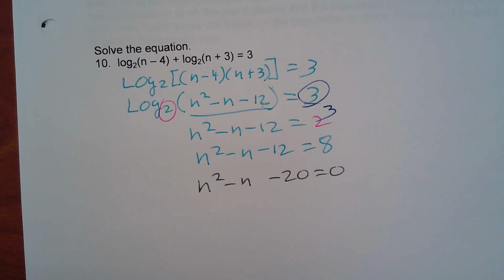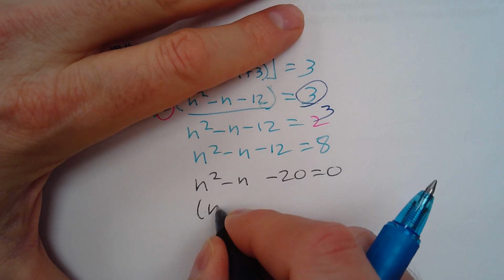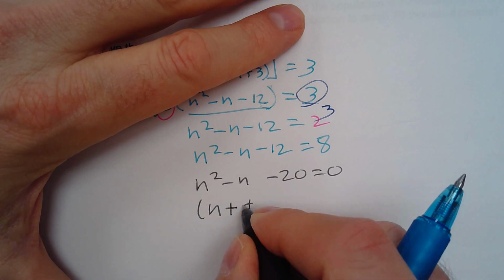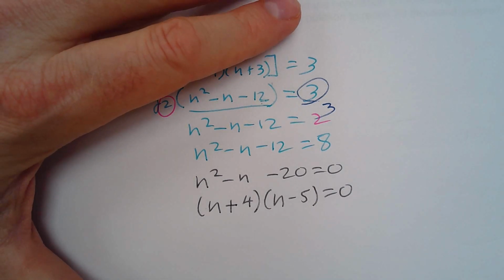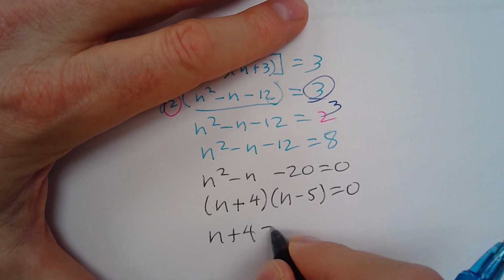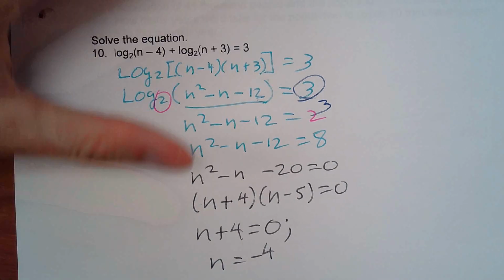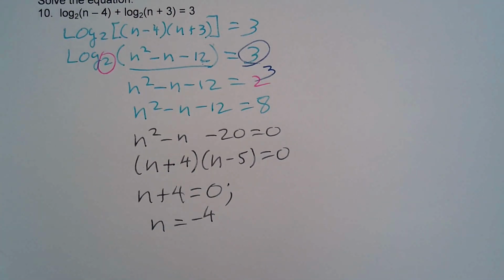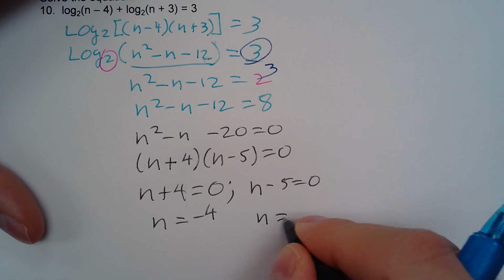And then I want to look for factors of negative 20 that add up to negative 1. So we're going to do 4 and negative 5. So n plus 4 times n minus 5 equals 0. The n plus 4 equals 0 is going to give us n equals negative 4. The n minus 5 equals 0 is going to give us n equals 5.